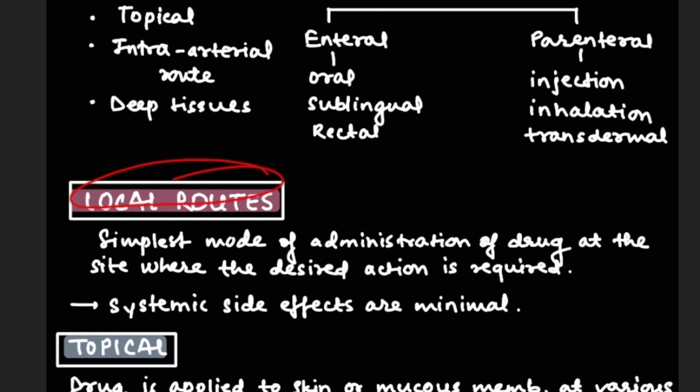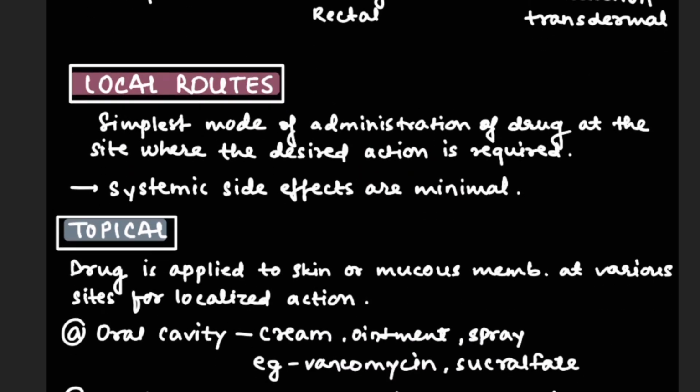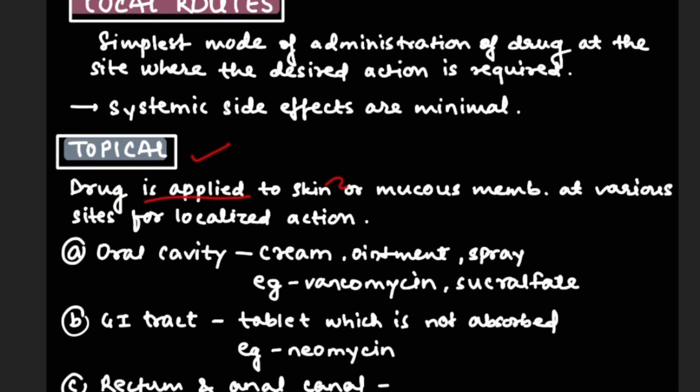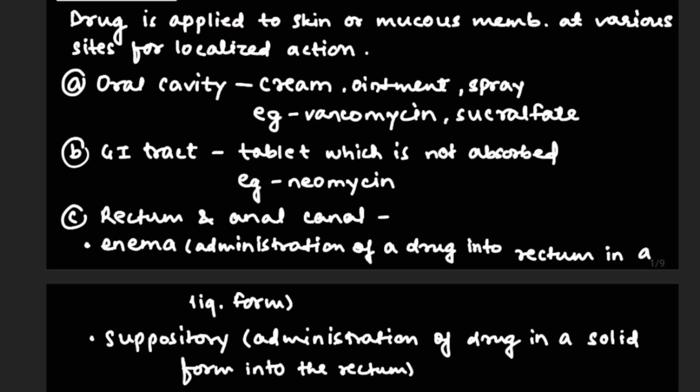So first is local route. This is the simplest mode of administration of a drug and it acts at the desired site. Then the systemic side effects are also minimal, as we discussed earlier, because the action is on the desired site. First is topical. The drug is applied to the skin or the mucous membrane at various sites for localized action. For example, in the oral cavity we can use creams, ointment, spray. For example, vancomycin or sucralfate. And in GIT we can use tablets which are not absorbed.